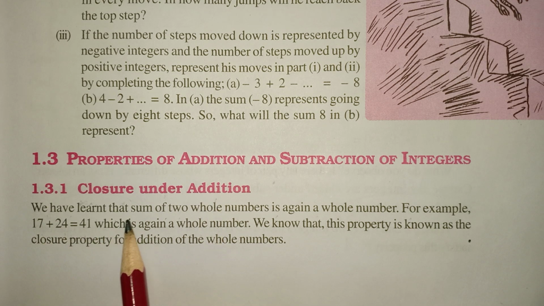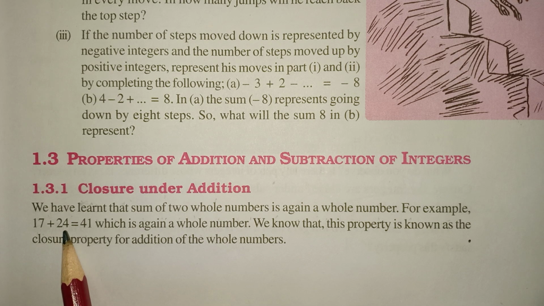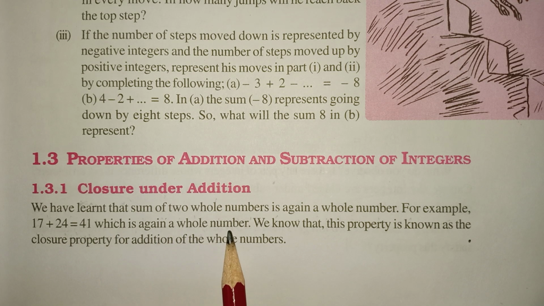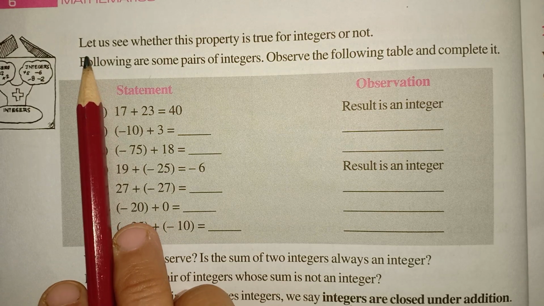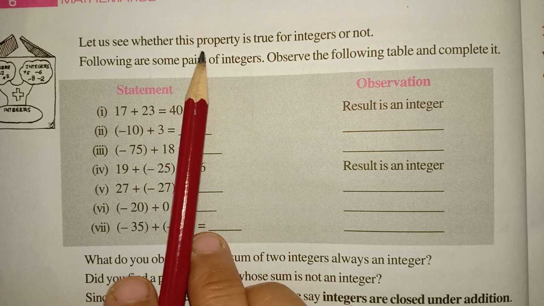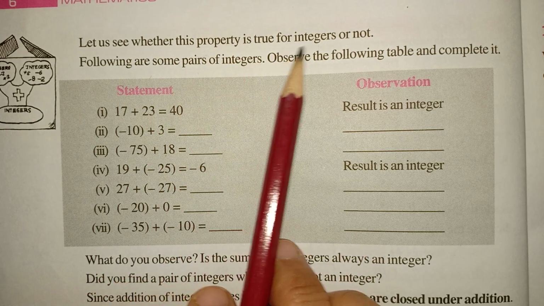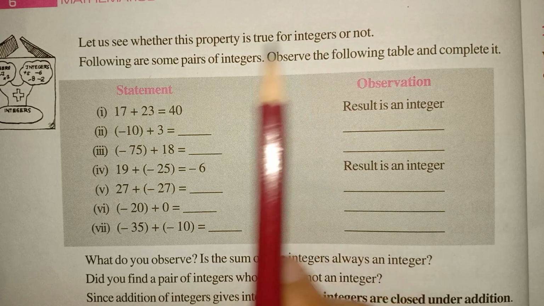We have learned that the sum of two whole numbers is again a whole number. For example, 17 plus 24 is equal to 41, which is again a whole number. We know that this property is known as the closure property for addition of whole numbers. Now let us see whether this property is true for integers or not.